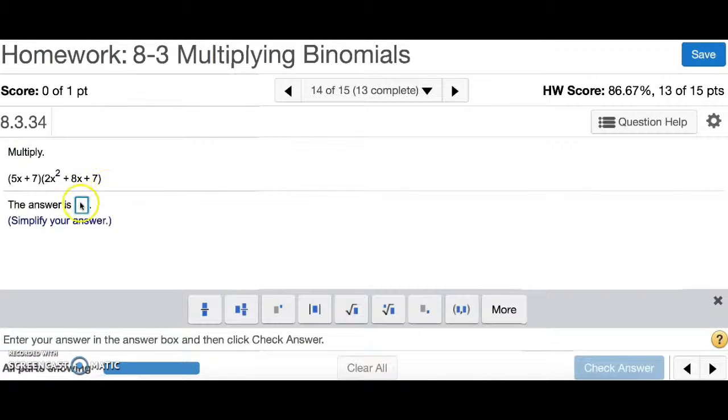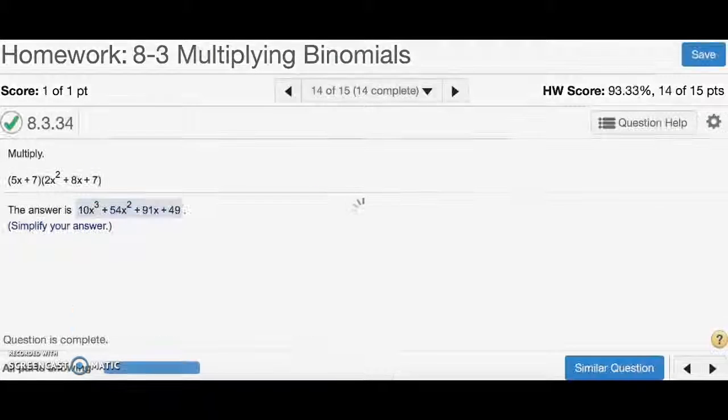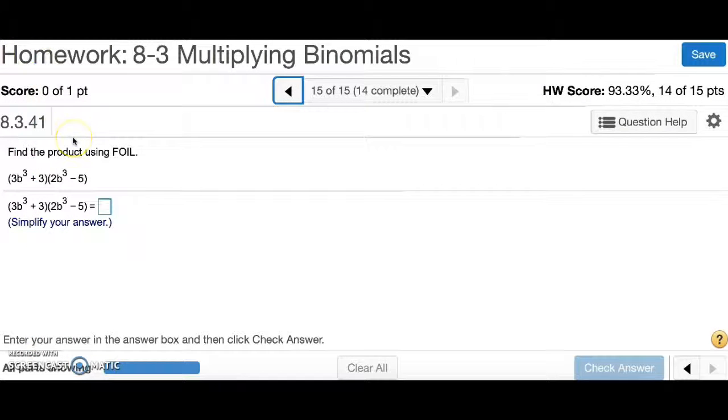So typing it in, we have 10x to the third plus 54x squared plus 91x plus 49. That's number 14. Number 15 is asking you to find a product using FOIL.